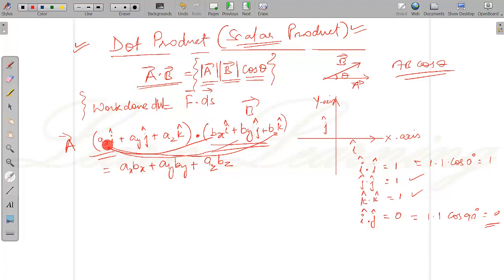Let's say you do AX I cap dot BY J cap. It will be AX times BY times cos 90, because I and J are perpendicular, so that angle is 90 degrees and that component will be 0. So it is basically AX BX plus AY BY plus AZ BZ. Right? So this is how the dot product comes.